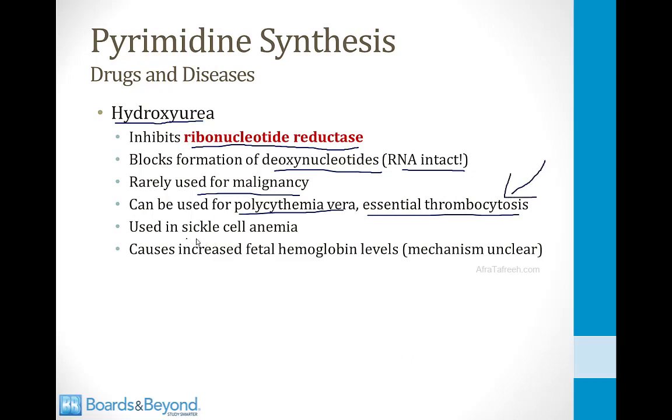It's also sometimes used in sickle cell anemia, but this is for a very different purpose. This drug causes an increase in fetal hemoglobin levels. The mechanism of this is not clear, and for this reason, you will see many people who have sickle cell anemia on hydroxyurea in order to increase their levels of the more functional fetal hemoglobin for those patients.